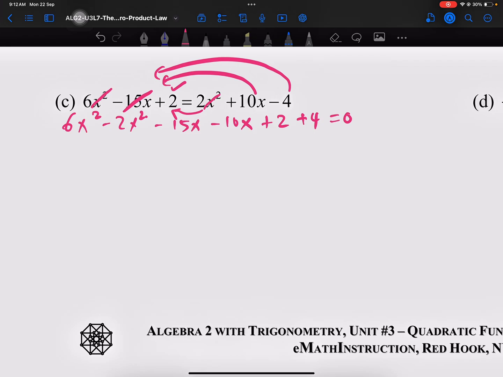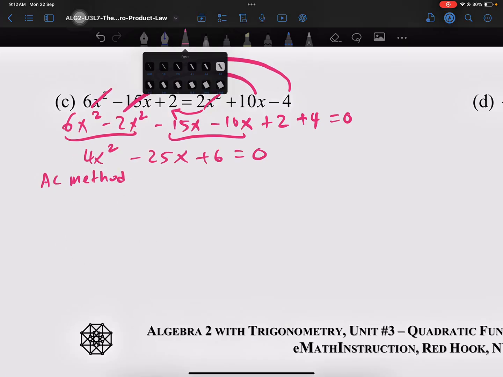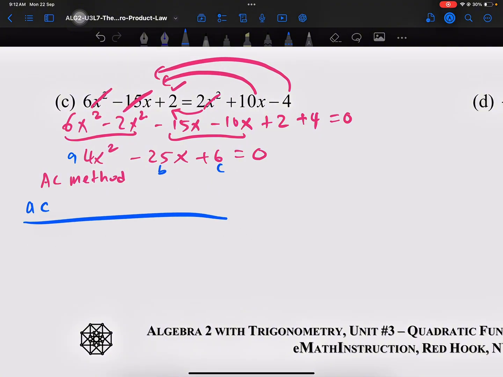So then you combine like term, you will get this one become 4x squared. This one become negative 25x plus 6 equals 0. So next you are gonna factor out GCF, but when you see here you cannot factor out any GCF, so you need to use AC method. So this is A, B, C. So now AC is 4 times 6, 24.